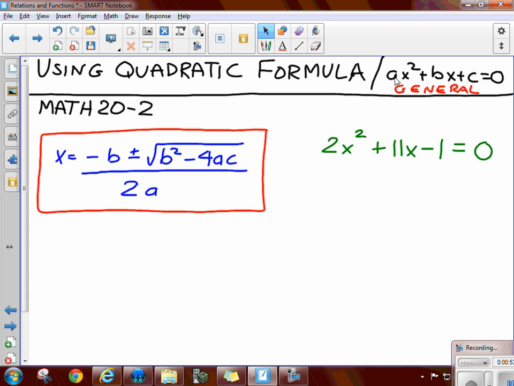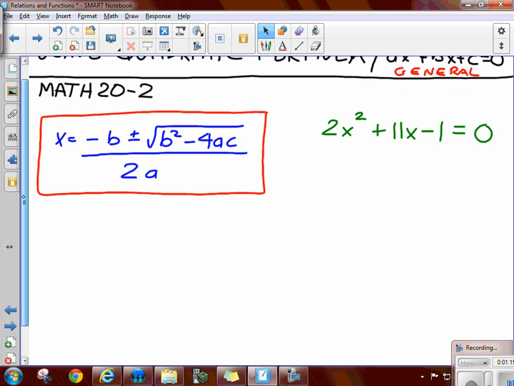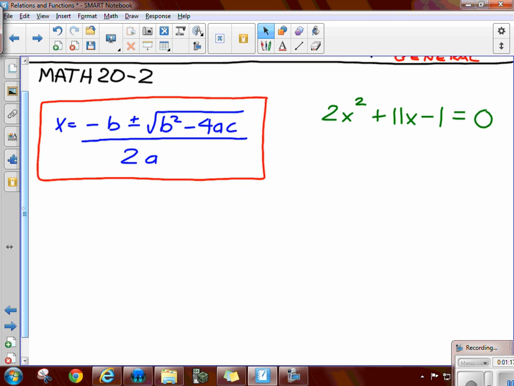Now, we use it when either A, you don't want to factor, or B, the quadratic that you're trying to solve algebraically through factoring is not factorable. So there's nothing that you can do to factor it. This is where the quadratic formula comes into play. So we're going to look at an example or two here on how to use it. And it's pretty straightforward if you can organize your work.